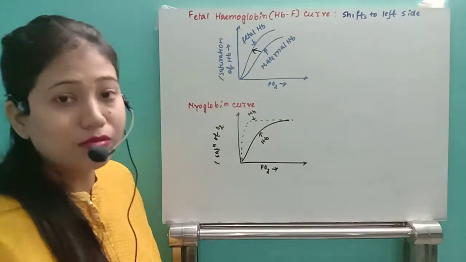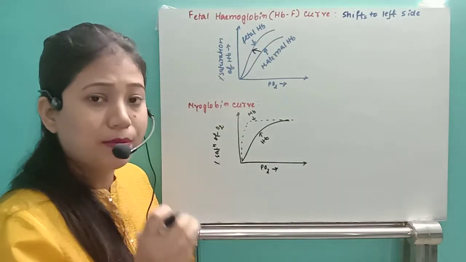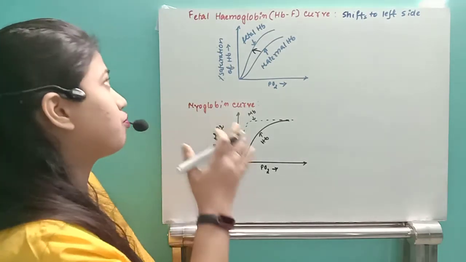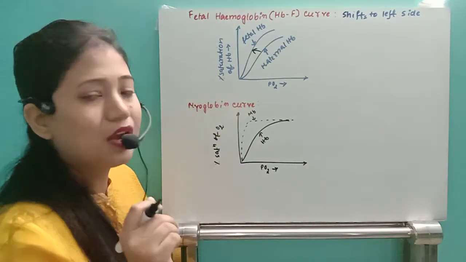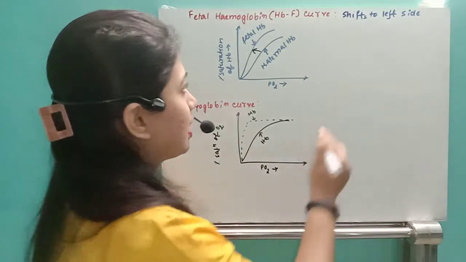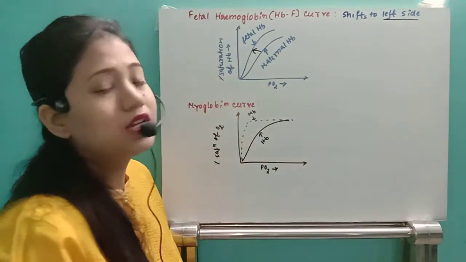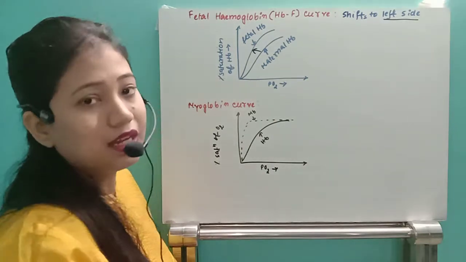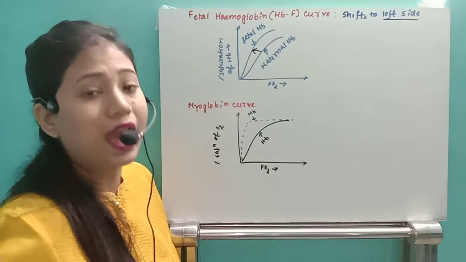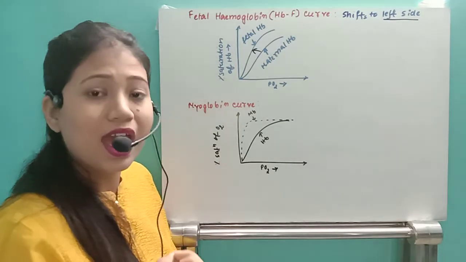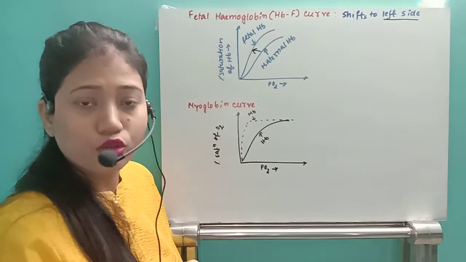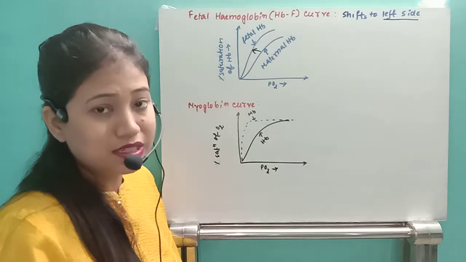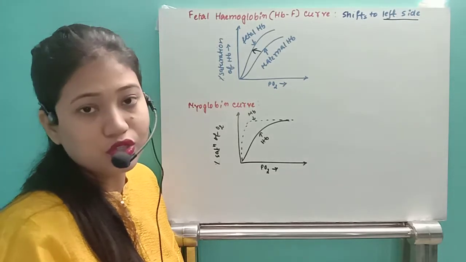In the examination, not in the board but in the medical examination, the NEET examination, if a question is asked about the fetal hemoglobin curve, there is only one possible question. What is that? That the fetal hemoglobin curve will shift either towards the right side or the left side. So the answer will be the left side. Why? Because the fetal hemoglobin has more affinity towards oxygen as compared to the maternal hemoglobin. As the fetal hemoglobin has less affinity to bind with 2,3-DPG or BPG, it has higher affinity towards oxygen.